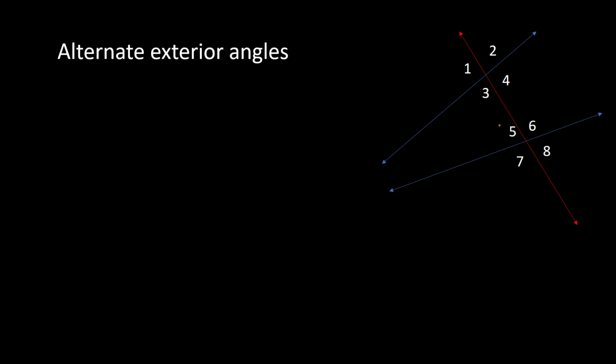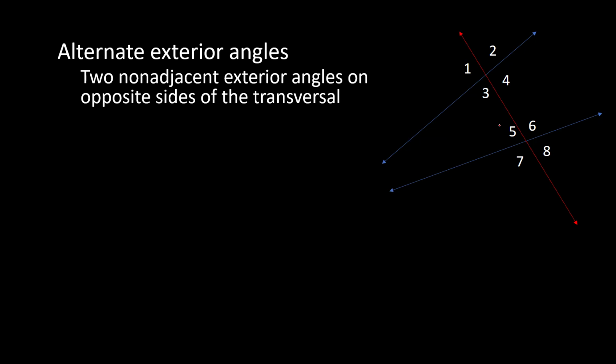Next, we have what we call alternate exterior angles. So by definition, these are two non-adjacent exterior angles on opposite sides of the transversal. So looking at angle 1, for example, angle 1 is on the exterior. It's on the outside of the blue lines. So an alternate exterior angle would be an angle that is on the other side of the transversal. So you're looking at angle 2 and angle 8. But it has to be non-adjacent as well. Angle 2 is adjacent, so angle 2 would not be an alternate exterior angle. We're looking at angle 1 and angle 8. So angle 1 and 8 would be alternate exterior angles.